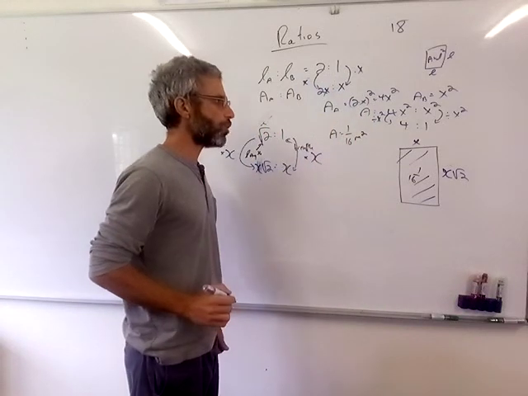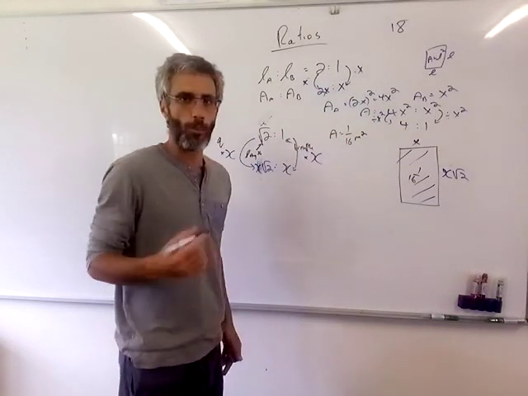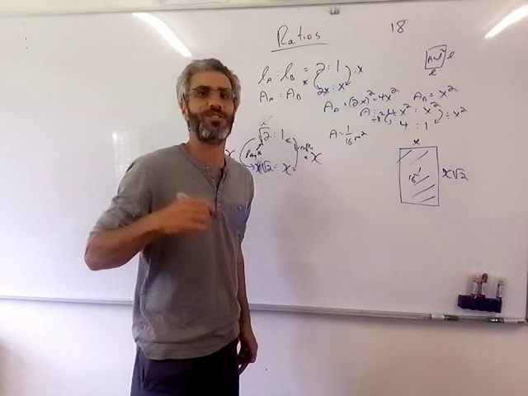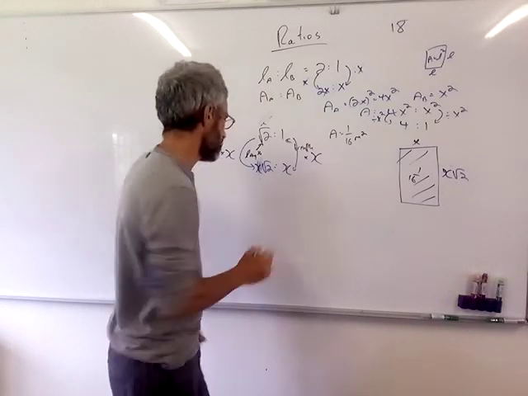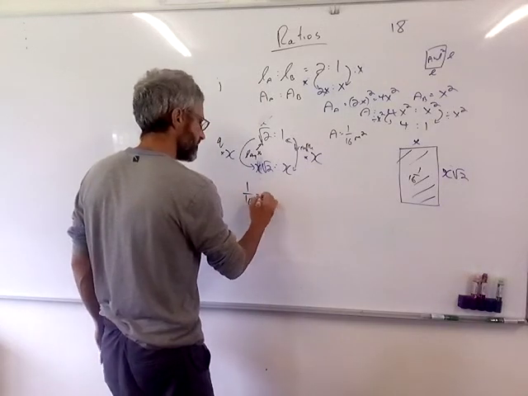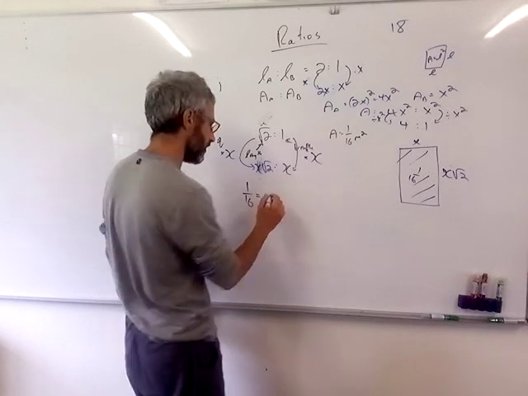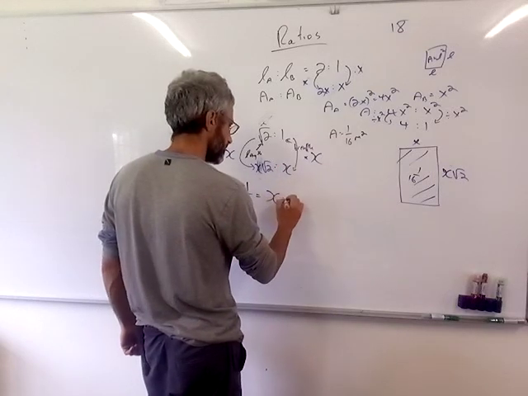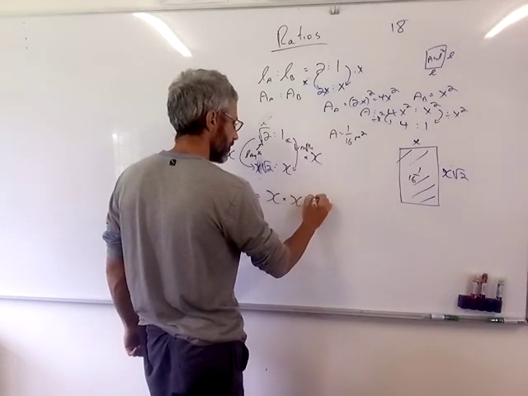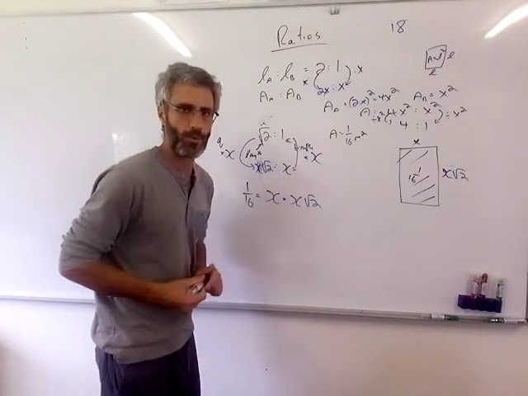Now, what do I know about the length and the breadth? Well, I don't know more than that. But what I do know is the area is 1 over 16. Now, what is 1 over 16? It's the length times the breadth. It's x times x square root 2. See, that's what I was saying.